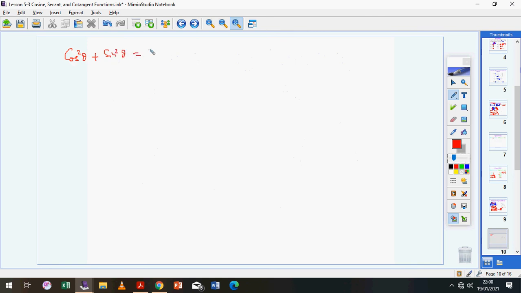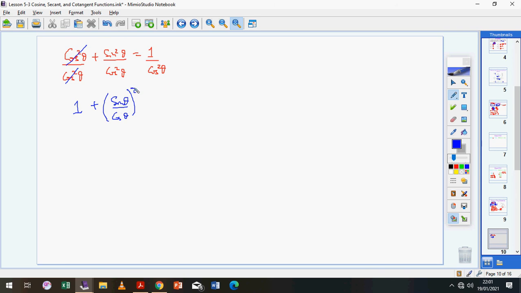If I like tinkering and I decide to divide each term of this expression by cos squared theta, then I get something interesting. First of all, cosine squared over cosine squared cancels out, and I'm left with 1. Here I have sine squared theta divided by cos squared theta, and since they're both squared, I can write them like this.